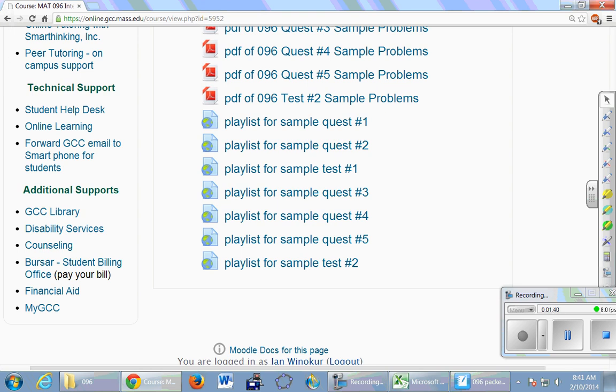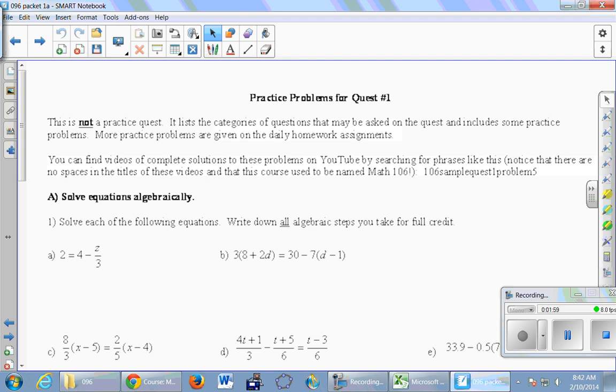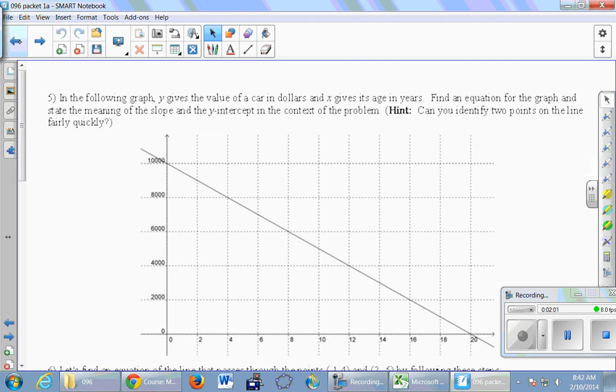So even though we don't have a review day set aside for the quest, essentially you have all the problems done as if I were there doing it in front of you. And you can take a look at any of the problems in that playlist. Any questions about the resources for the quest? Okay. Then let's get started back here again on page 34.